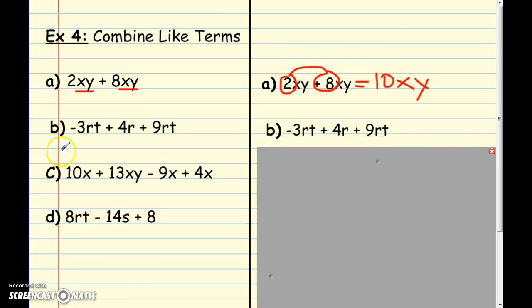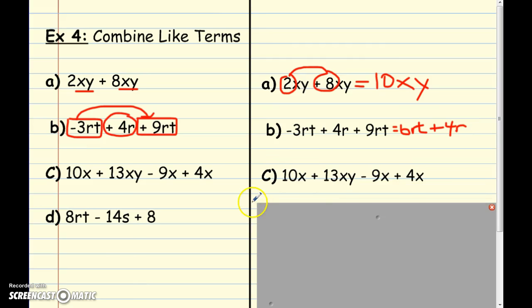Let's look at example B. I'm going to start here with this negative 3rt, and I'm going to go down the line and find anything else that has an rt. Well, here's a plus 9. And I see that 4r is all by itself, so I'm going to put a different shape around it. Again, they both have rt. Then I'm just going to do negative 3 plus 9, which is what? 6. And we're going to have an rt. Again, we don't change anything about the exponents. And 4r is the only thing in the oval, so we're going to keep our 4r by itself.